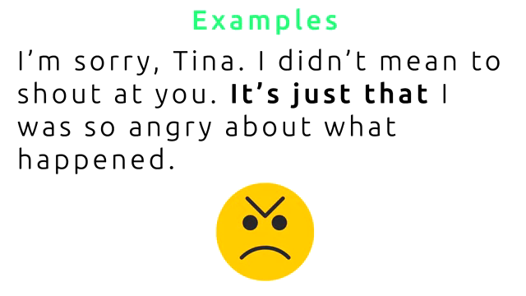I'm sorry, Tina. I didn't mean to shout at you. It's just that I was so angry about what happened. So have a think about this example. Is it an excuse, a complaint, or a suggestion? Well, this one is an excuse. The person is saying, I'm really sorry for shouting at you, but this is my reason why I did it. This is my justification behind it. So when we give an excuse, we use the phrase "it's just that" to soften the impact, to say, I'm sorry, this is why I did it.